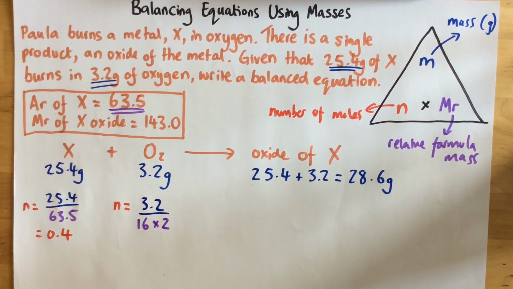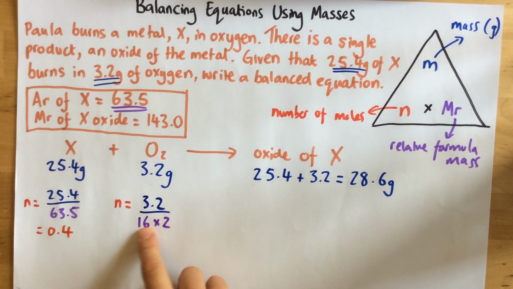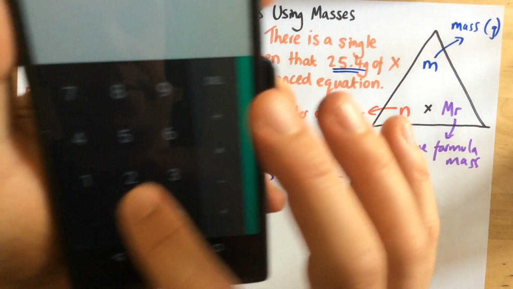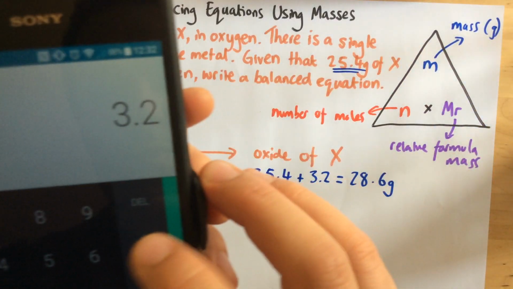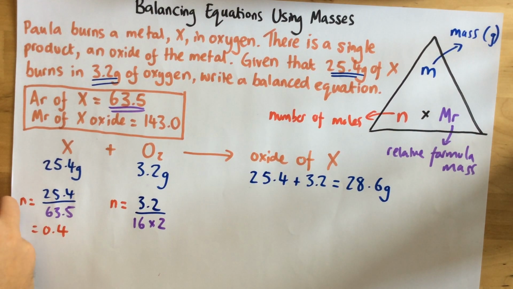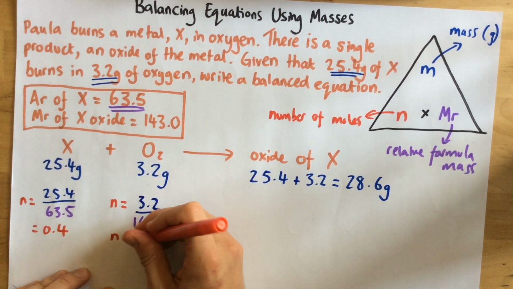Or simplified, that's 3.2 divided by 32, because that is what 16 times 2 is. So 3.2 divided by 32 is 0.1. So that is the number of moles of that one.